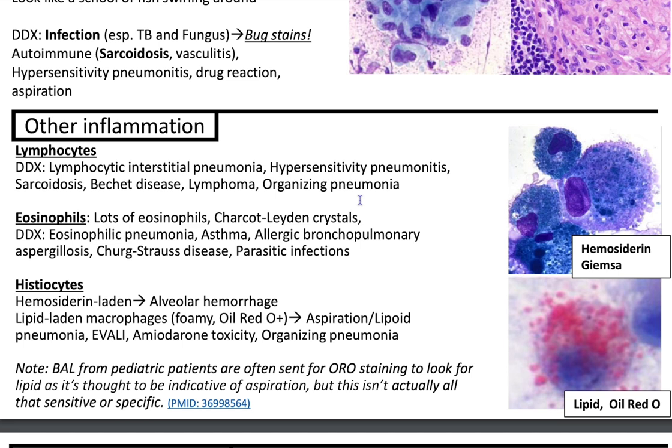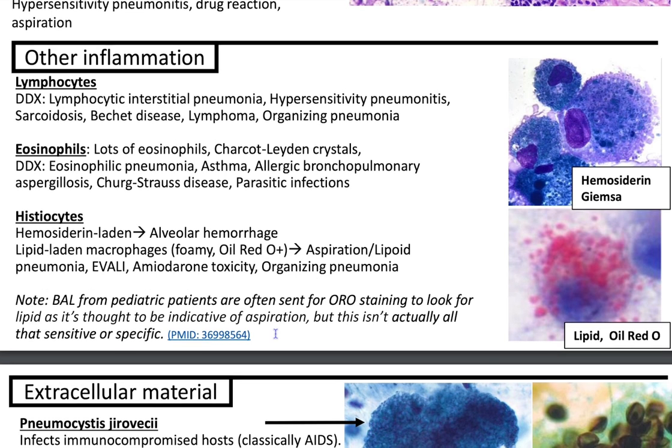If you see a lot of hemosiderin-laden macrophages or histiocytes, think about prior alveolar hemorrhagic events. Lipid-laden macrophages with your oil red O being positive, think about aspiration, lipoid pneumonia, EVALI, which I had to look up. It's e-cigarette, vaping-associated lung injury, and amiodarone toxicity, and organizing pneumonia.